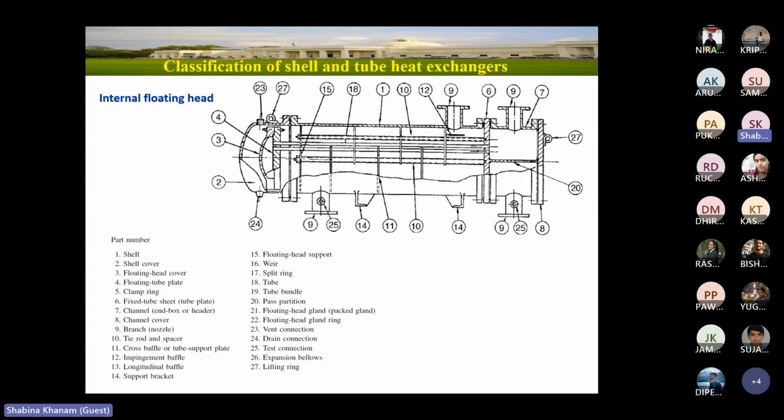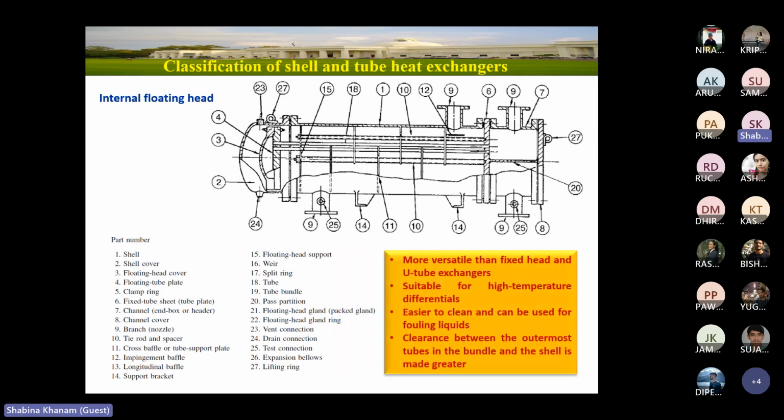If you see, this is more versatile than the fixed head and U-tube heat exchangers. It is suitable for high temperature differentials because it can accommodate expansion and contraction, easier to clean, and can be used for fouling fluids because the tubes are straight. You can simply disassemble the bundle from here, take the bundle out, and then disassemble this part also. So the tubes will be straight and you can clean them very easily. But what is the problem?